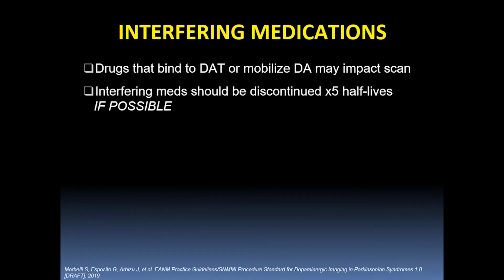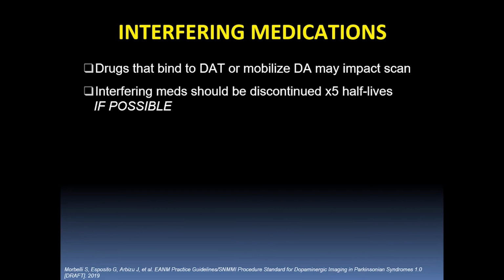So, interfering medications. Patient preparation, like for much of nuclear medicine, is very key. It begins as soon as the patient's scheduled for their appointment. At that point, you want to review their medications, instead of making a mistake and waiting until they arrive at the clinic for the exam and have already taken possible contraindicated medications. What you want to do here is ask about anything that binds to dopamine transporters or causes mobilization of dopamine that could impact the quality of the scan. So, like in other scenarios, you want to try to discontinue those interfering medications for 5 half-lives if possible.